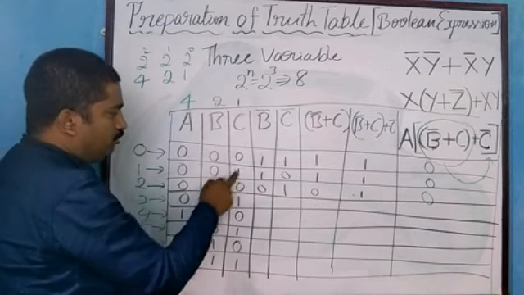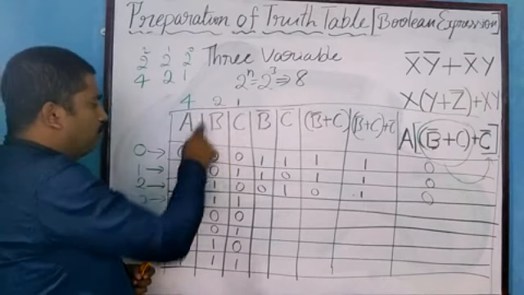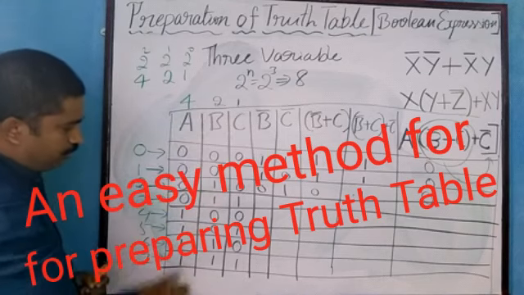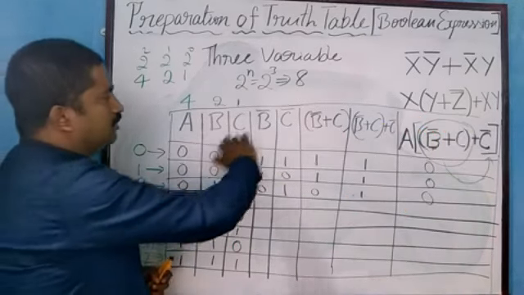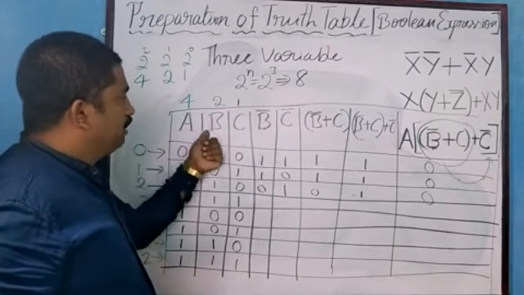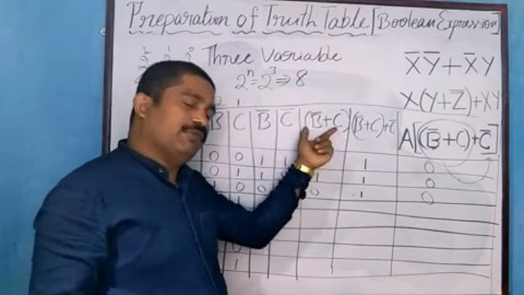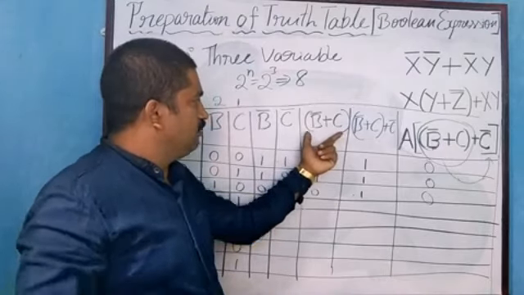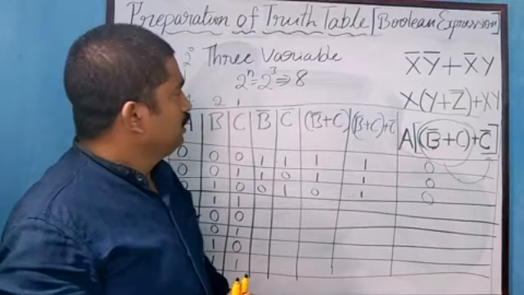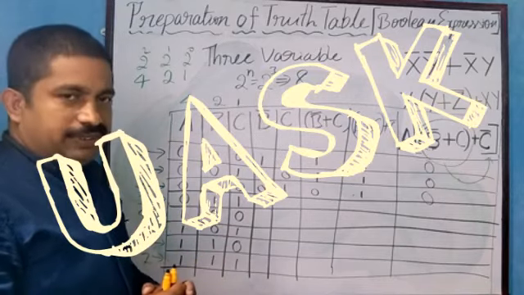1 means 0 1 0 1, alternating. Next, 2 means two 0s, two 1s. Next, 4 means four 0s, four 1s. So next, see the next columns. While writing the columns, first write the individual variables, then write the complements, then if there is any bracket, see the products within the bracket. Otherwise, write that one and proceed like that. Understood? If you try more and more truth tables, you can write any truth table very easily.